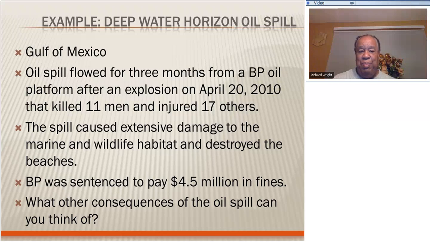So BP was held to the high standard and was sentenced to pay a $4.5 million fine. Now, somebody might say, that's extensive. Not for BP, it's not. So there were people who think that the fine was not adequate enough to deter that type of activity. Other consequences could have been the officers who were involved in the BP Corporation being held to some criminal responsibility and threatened with serving jail time.